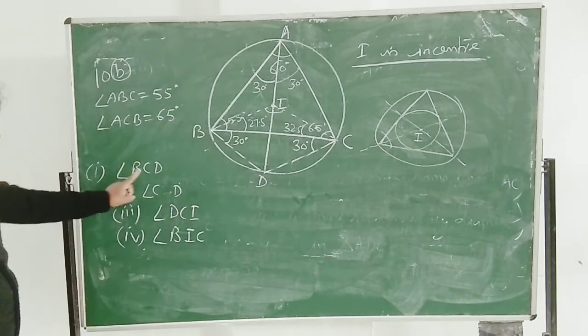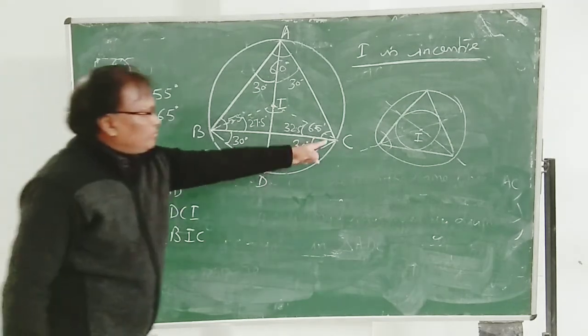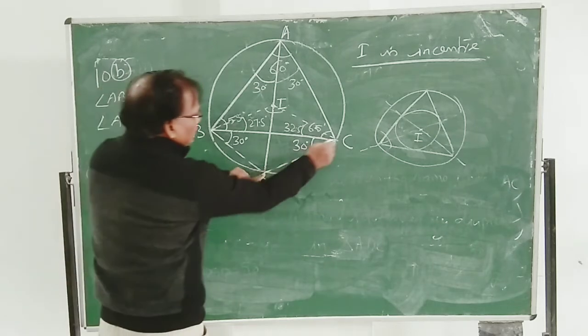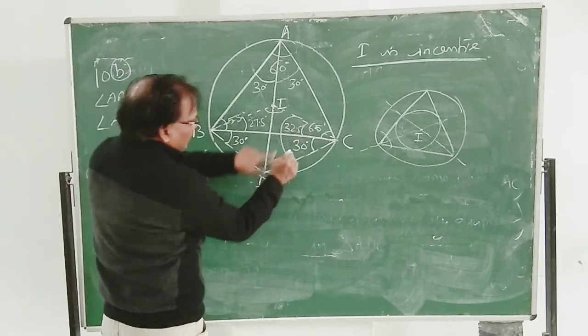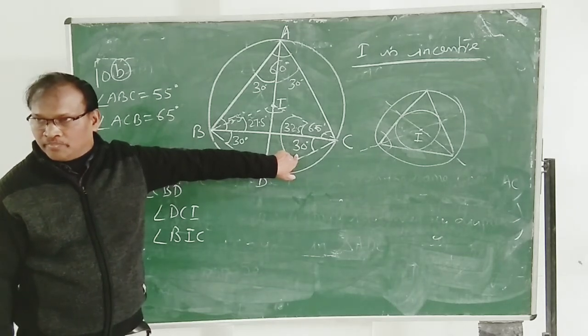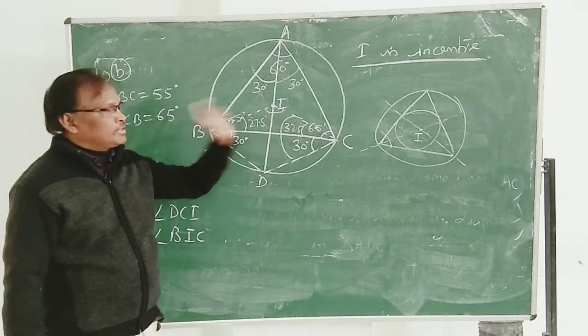After this, BCD has come out, and CBD has also come out. BI total angle is 32.5 and 30, which means 62.5 is the third answer. And for BIC, add these two and see.